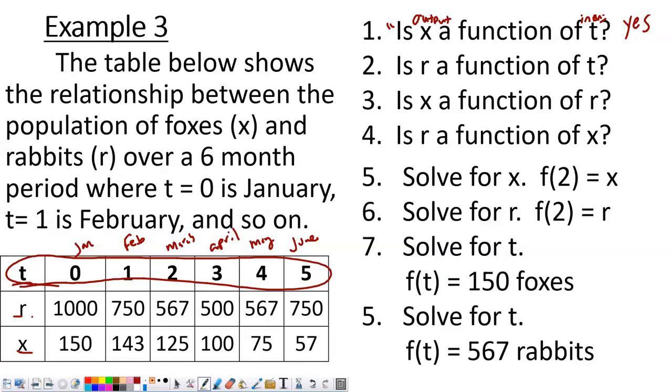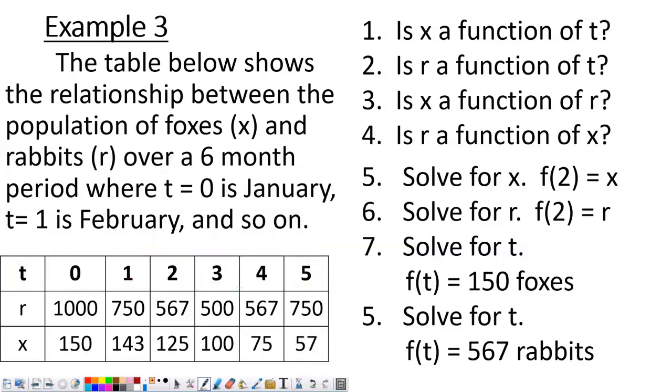Let's take a look at the next one. Is r a function of t? Well, this is my output and this is my input, so really it's just the same question in a way. So that's also yes, because since t is still the input, we still don't have repeats in our t row. So yes, that can still be a function.